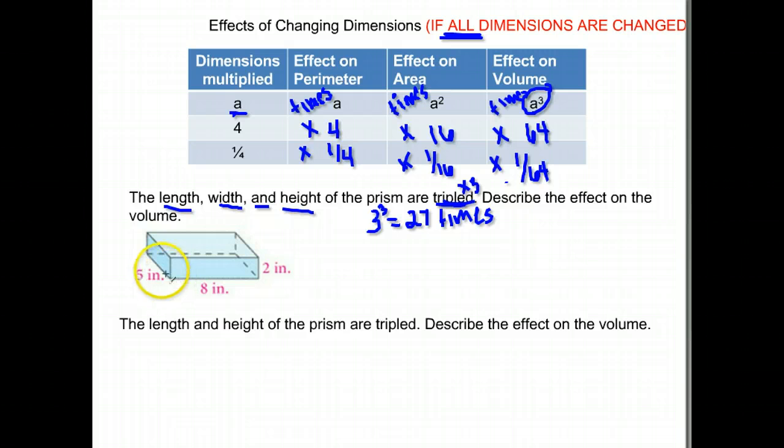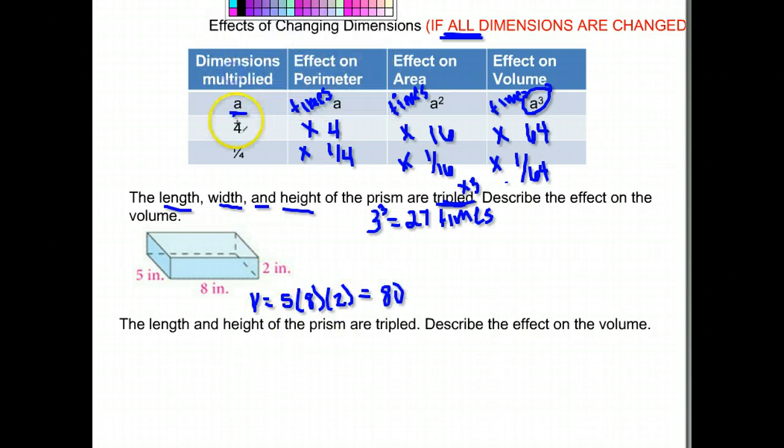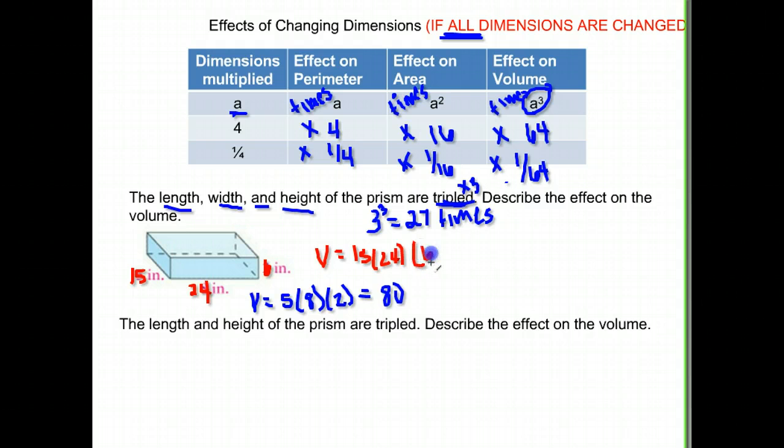Okay, the other way you could do that is to just find the volume. The volume of this figure originally is length times width times height, 5 times 8 times 2, or 80. And if we were to go through and triple the dimensions, then this would be 15, 8 times 3 would be 24, and 2 times 3 would be 6. And your new volume would be 15 times 24 times 6, which gives me a volume of 2,160.